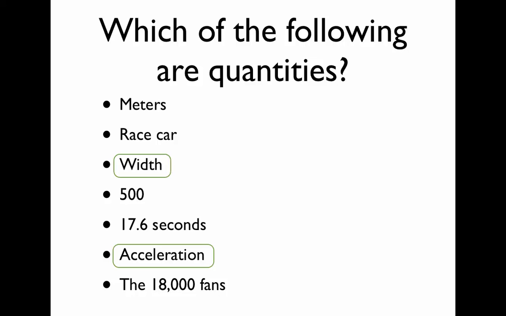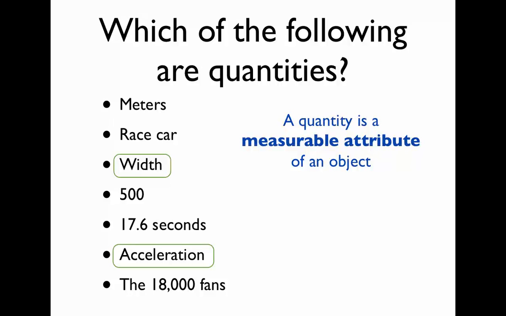No, that's really saying the fans, right? That's really talking about the fans. It just happens to use a number to describe them. So the fans is an object. The fans themselves are not a quantity. We could say the number of fans. If we said the number of fans, now we got a quantity. Okay, so remember that a quantity is a measurable attribute of an object.